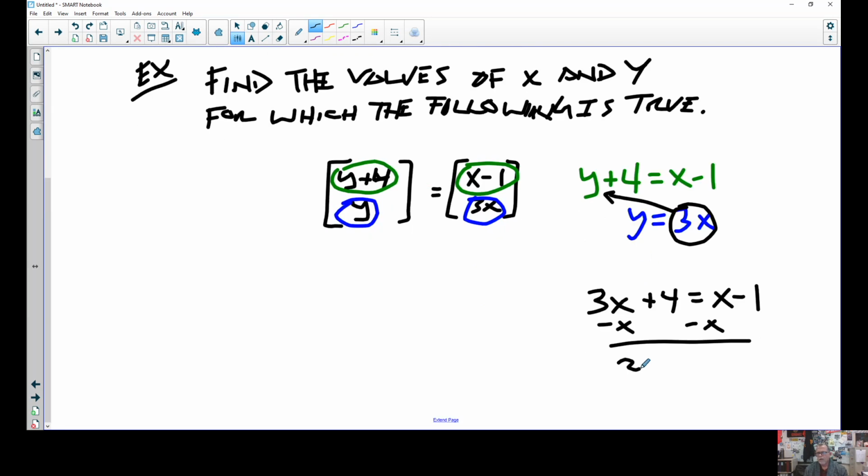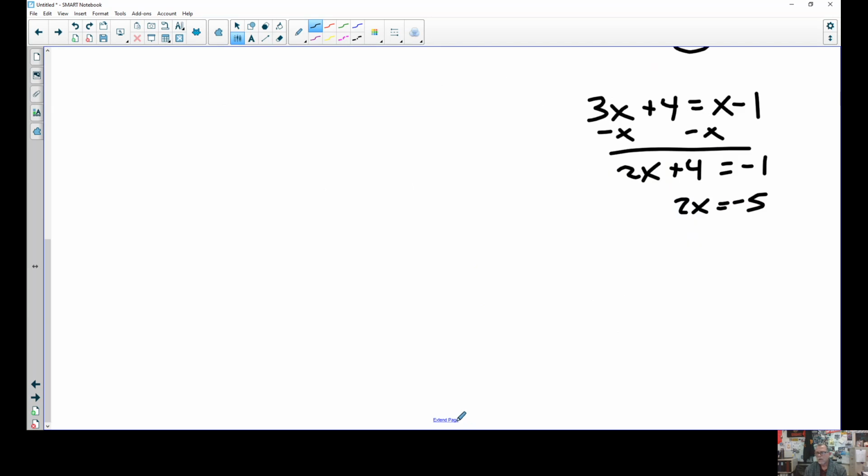This would give us 2x plus 4 equal to negative 1. Subtract 4 from each side, and we'd have 2x equals negative 5. And that would tell us that dividing by 2, x is equal to negative 5 halves.